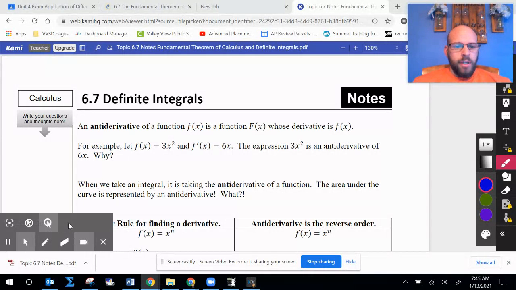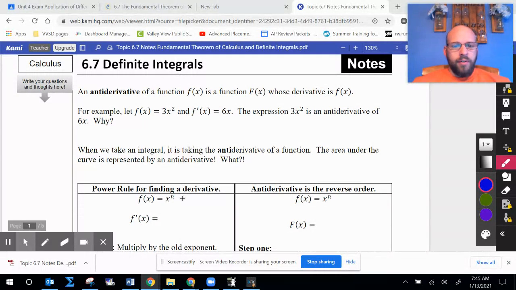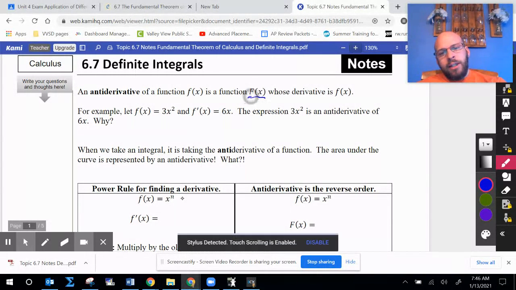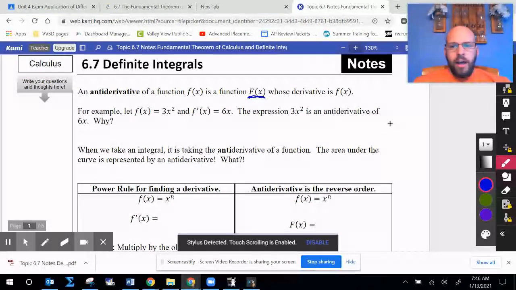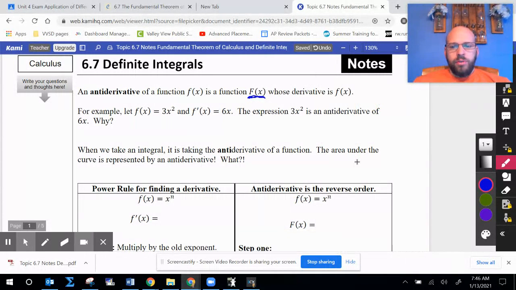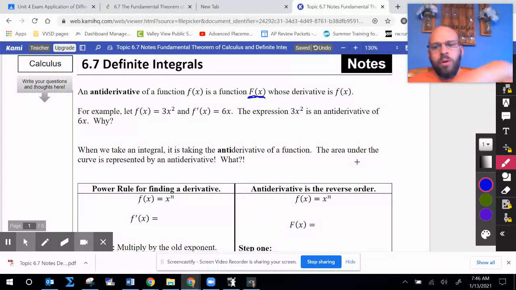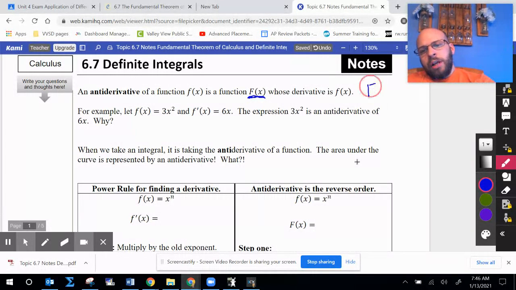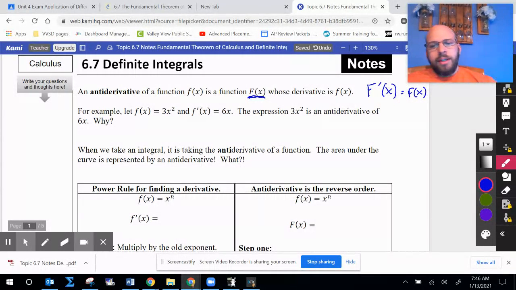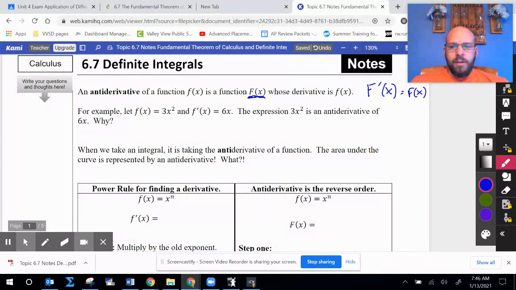So an antiderivative, right? An antiderivative of a function f of x is the function, I normally denote the antiderivative as the capital F of x, whose derivative would then be lowercase f. So I like to write the relationship: the derivative of capital F of x is lowercase f of x. Okay, so capital F denotes the antiderivative of f of x. All right, so let's take a look at this relationship.